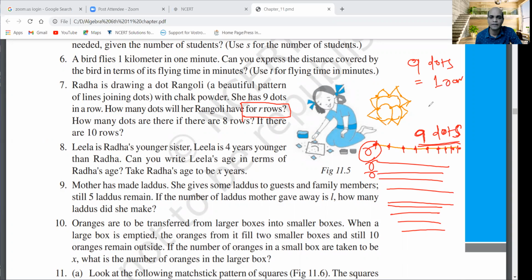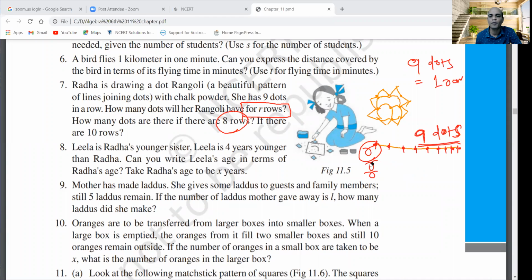Okay, now clear. How many dots are there if there are 8 rows? Now the question asks for 8 rows. Can you see? Now 8 rows are there. Then how many dots are there? In one row, how many are there? 9 dots. In 8 rows, what do you have to do? Get it? How much is it? 72. Now there are 72 dots.